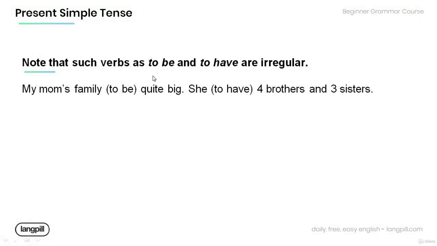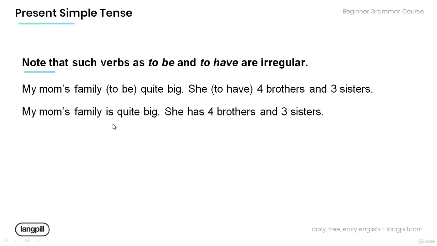Note that such verbs as to be and to have are irregular. Have a look at the following sentence and again provide the appropriate form of the following verbs in the present simple. My mom's family to be quite big. She to have 4 brothers and 3 sisters. My mom's family is quite big. She has 4 brothers and 3 sisters.